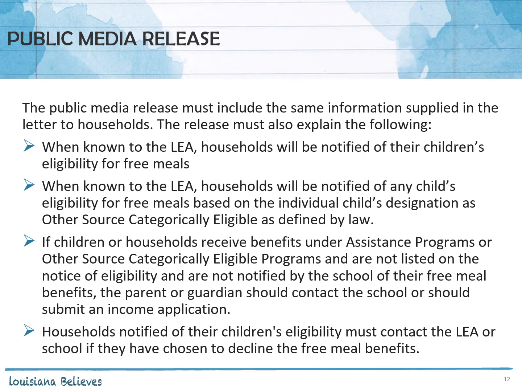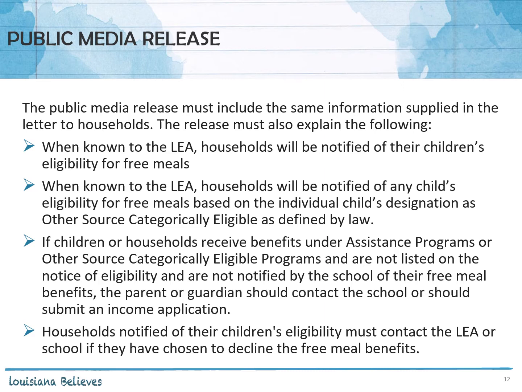The public media release must include the same information supplied in the letter to households. Additionally, the public release must contain the federal income eligibility guidelines for free as well as reduced price school meals. The public release must also explain the following information.